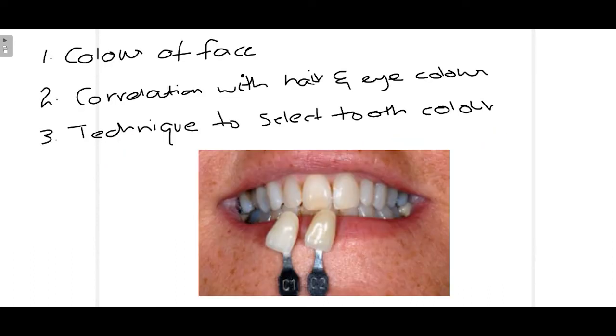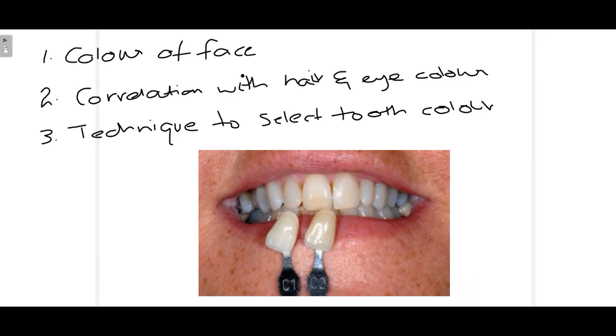Now the color of the tooth can be selected according to the color of the face, but this is not a very good practice, as it is said that a lighter skinned person has lighter teeth and a darker skinned person has darker teeth. So this can be used, but it's not widely practiced. And the correlation of the tooth with hair and eye color is also discontinued. It's no more practiced. The standard practice to select the teeth is first to place the shade outside the mouth to select the basic color as shown in the picture.